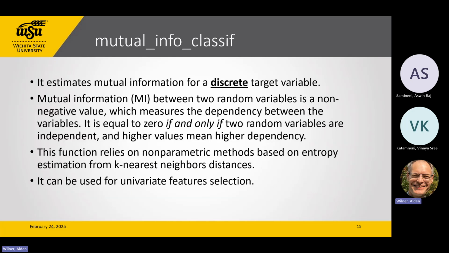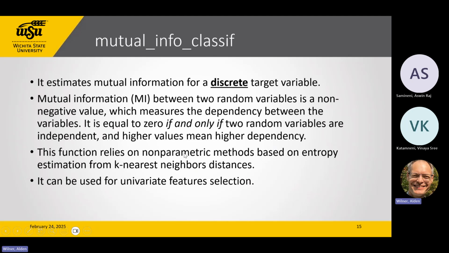So we can use mutual info classification, mutual info regression. Mutual info classification is taking a discrete variable. We've got basically labels we're assigning it to. And it's a non-negative value which measures the dependency between the two variables. If and only if they're independent, we get a 0. We almost never get 0 in the real world, right? Higher values mean higher and higher dependency.